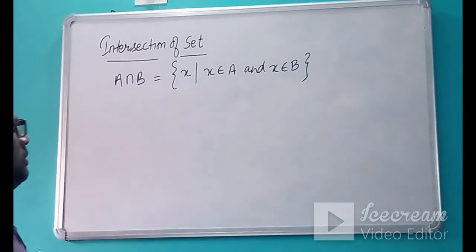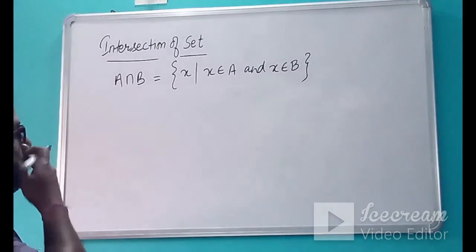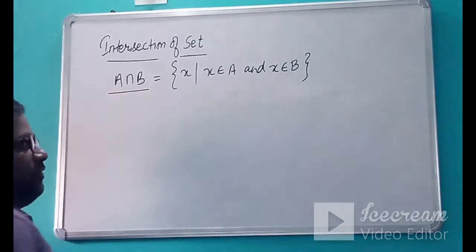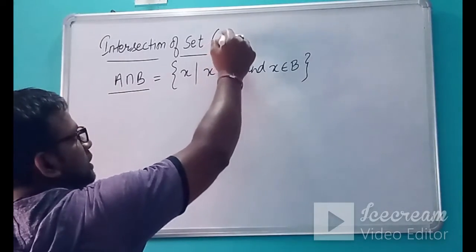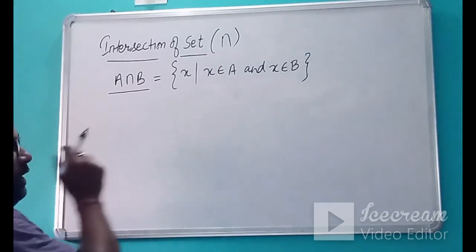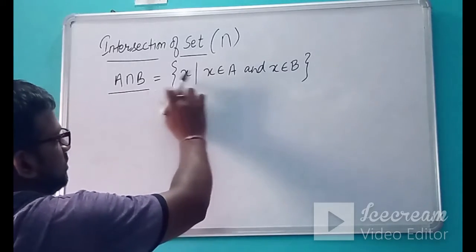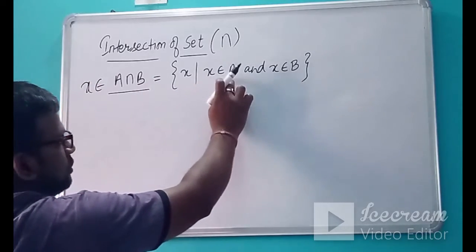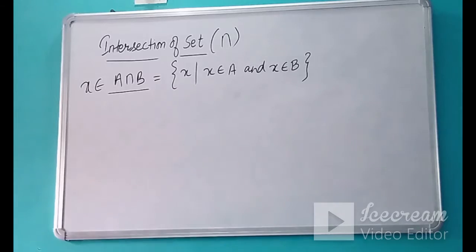Okay, good morning students. So today we will discuss the next topic of set operations, that is intersection of sets. So we are representing two sets and we are taking their intersection by this. This is the sign of intersection. Now what is the meaning of intersection of sets? It means if x belongs to A intersection B, that means x belongs to A and x belongs to B. That means x should belong to both A and B.